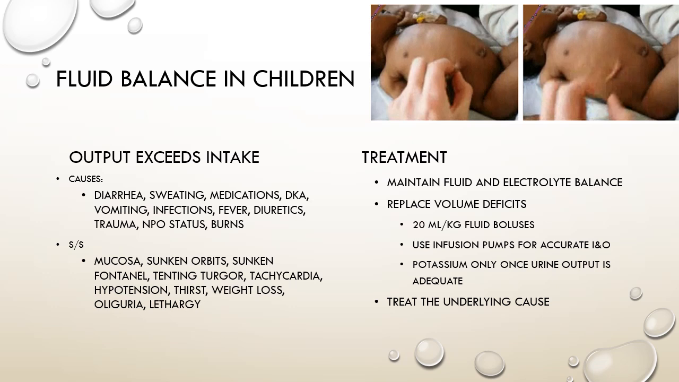The signs and symptoms in kids are only slightly different, but sunken eyes, sunken fontanelles, lethargy, weakness, a really dry, cracked, furrowed tongue, tenting, again, poor skin turgor, such a great picture, tachycardia, hypotension, oliguria. Kids that get fluid volume deficit, they're such little limp noodles.